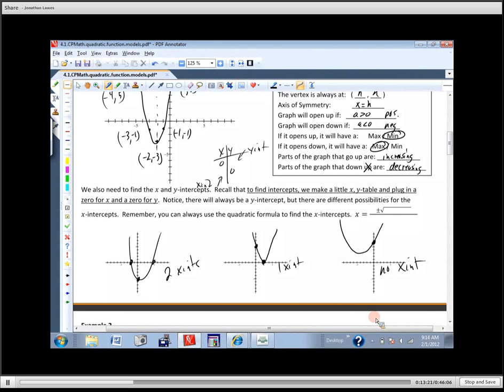Okay? Now, if you get stuck in trying to find where the x-intercepts are, you can always find where it crosses the x-axis by solving it using the quadratic formula. So, would you write down the quadratic formula right there? Don't look at your neighbor's paper. Just write down the quadratic formula.